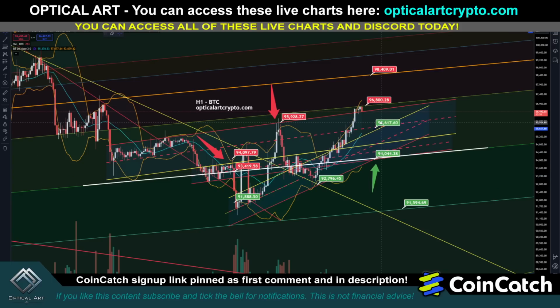So your first support level to watch, if we break, which looks like we are now, 95,627 to 95,495. If that breaks, then we're probably headed down to around 94,000. That would be a point to long. If that becomes resistance, we're headed much lower, like 91,394 or something like that.